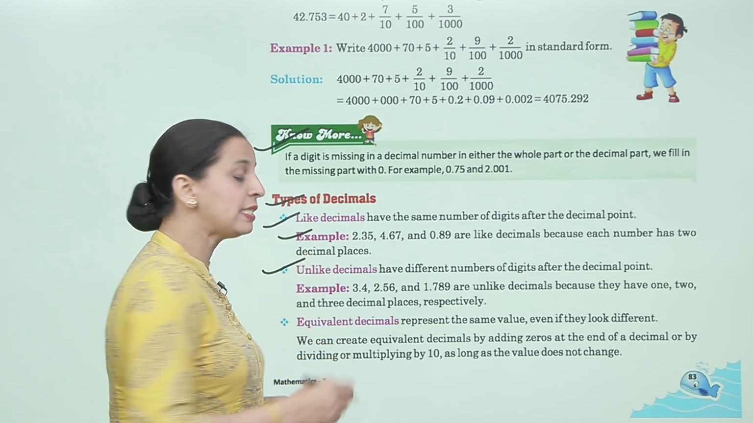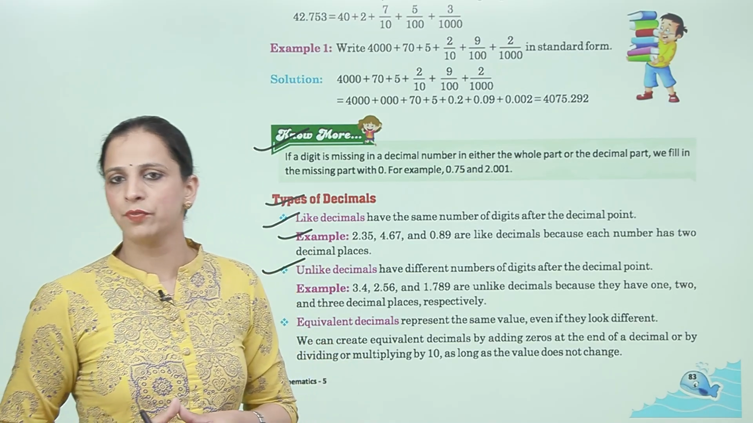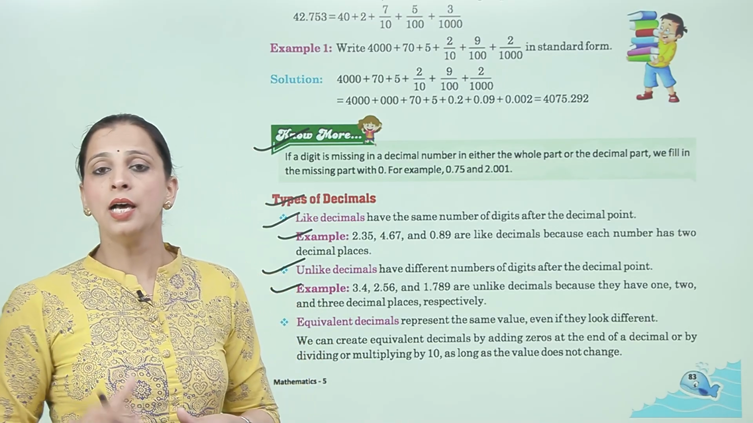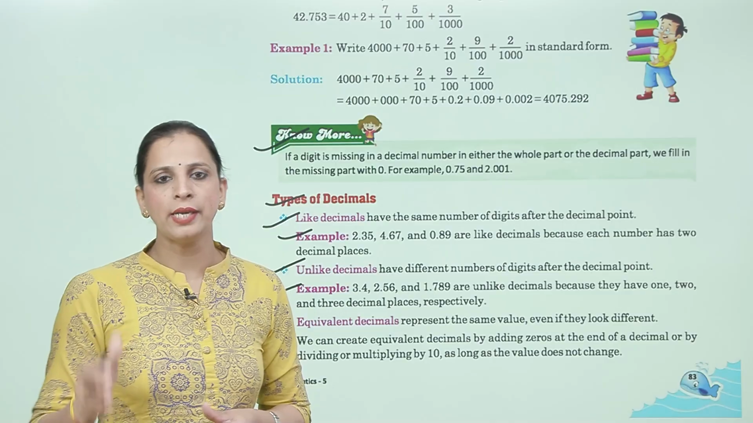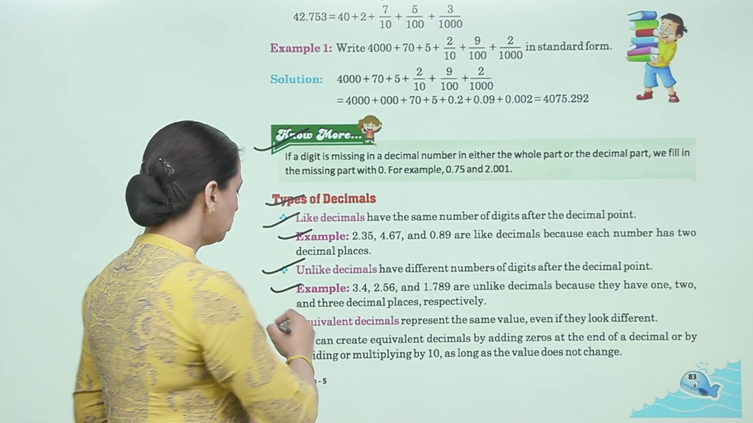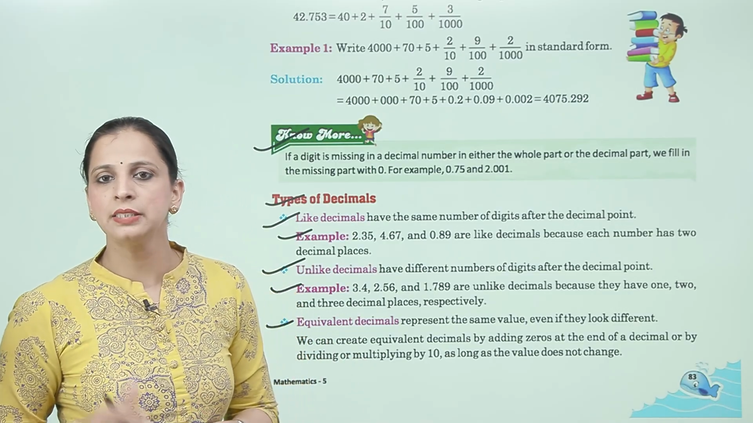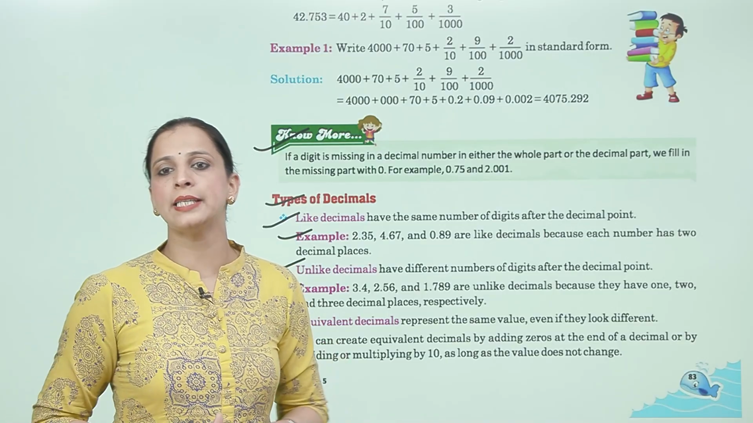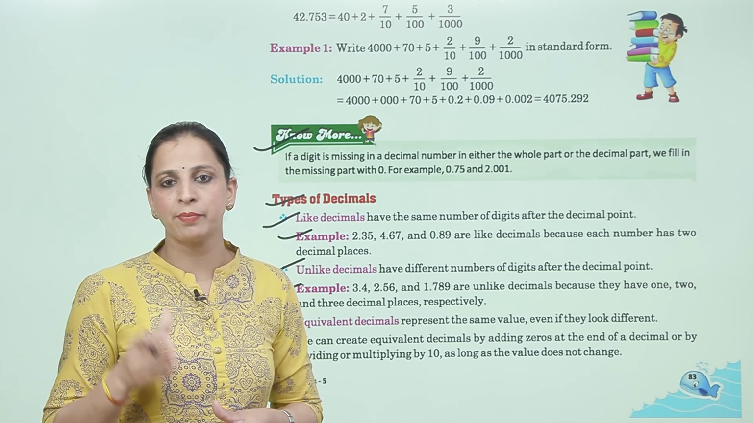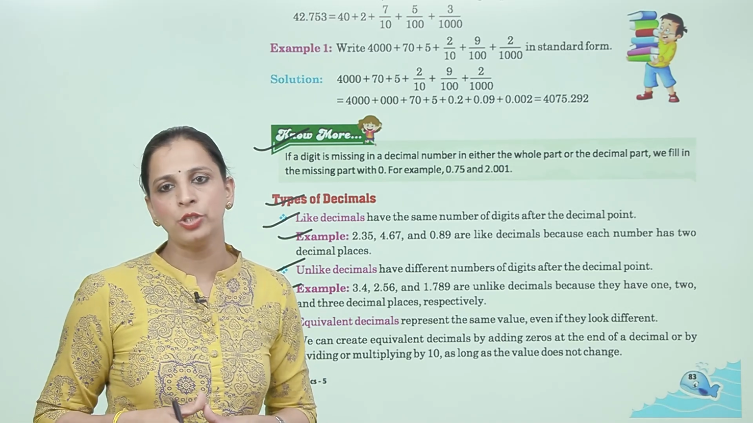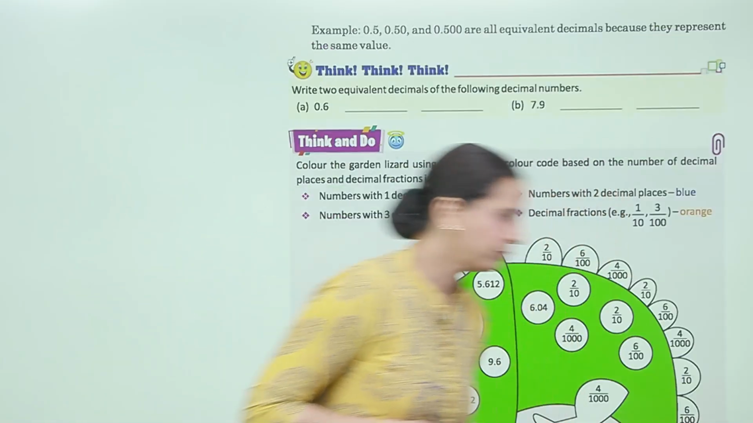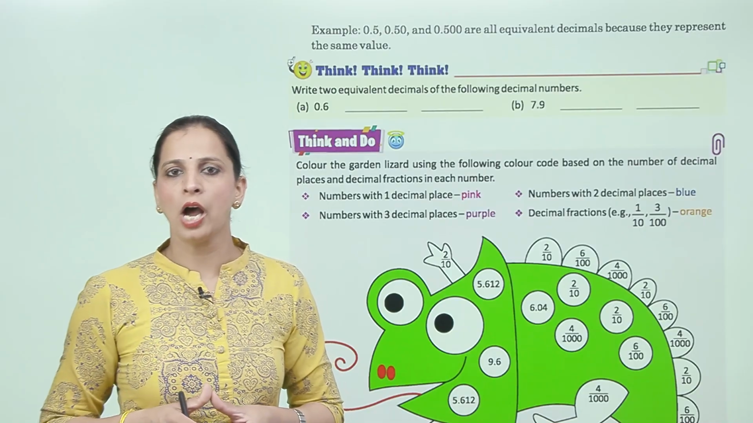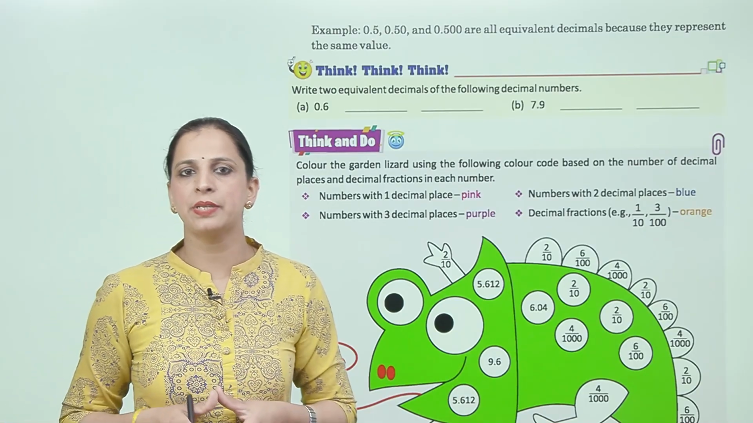Now next is unlike decimals. Unlike decimals have different numbers of digits after the decimal point. For example, 3.4, 2.56 and 1.789 are unlike decimals because they have 1, 2 and 3 decimal places respectively. Now next is equivalent decimals. They represent the same value even if they look different. We can create equivalent decimals by adding zeros at the end of a decimal, or by dividing or multiplying by 10, as long as the value does not change. Example: 0.5, 0.50 and 0.500 are all equivalent decimals because they represent the same value.